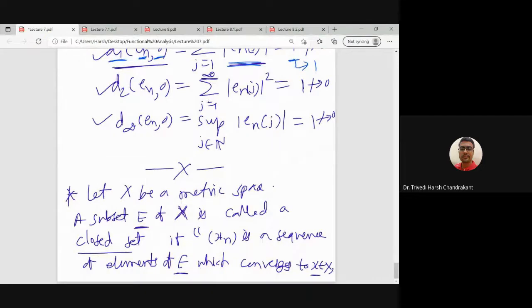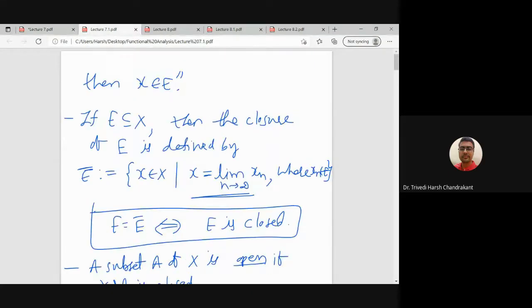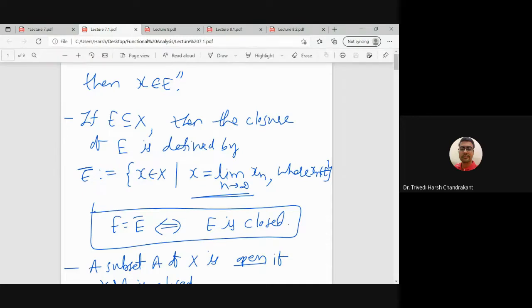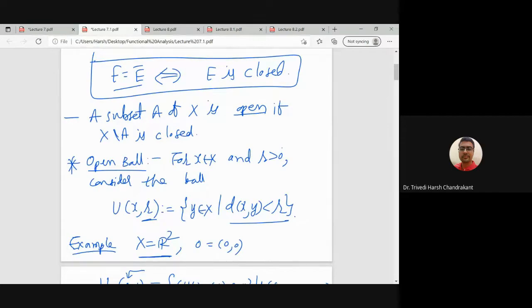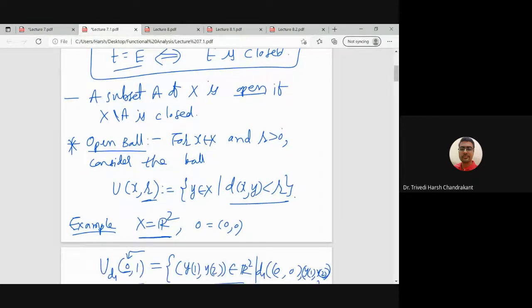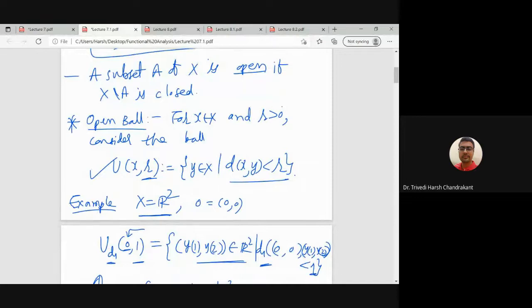Fine. So after that, we started metric spaces in which we discussed closed sets. A closed set can be defined using the convergence of a sequence: if every limit point belongs to the set, then it is closed. And then we define the closure of a set. Whenever the closure of the set is the same set, that means it is a closed set. So once we know closed sets, we can define open sets, and then we define special open sets.